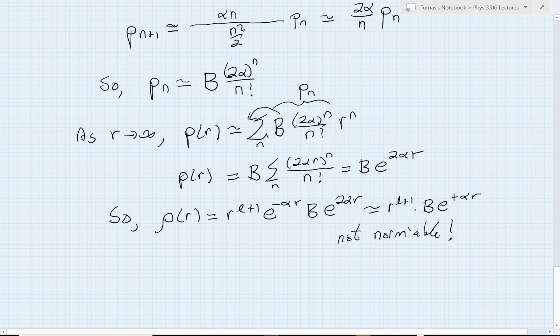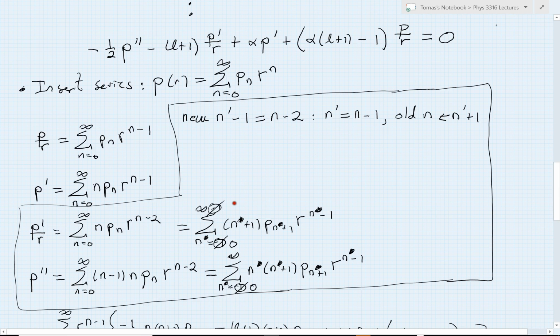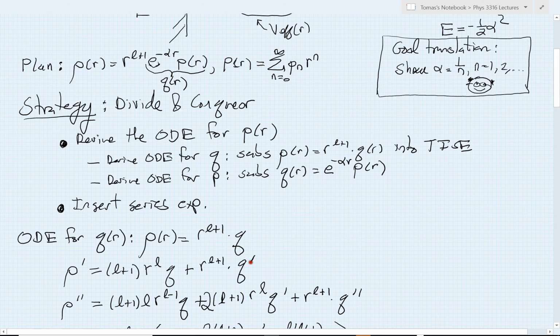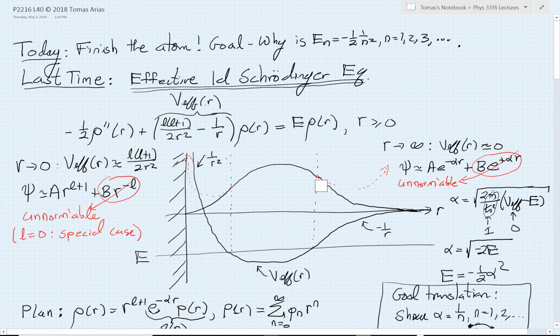Now, this isn't completely random or unexpected, so we shouldn't be too discouraged that we haven't found any solutions yet. This form, b times e to the alpha r, is not really a surprise. Think about it. The behavior we were expecting out here was precisely some arbitrary linear combination of a decaying exponential and some exponential that's growing, something exactly like e to the alpha r. So this is really what we expected.